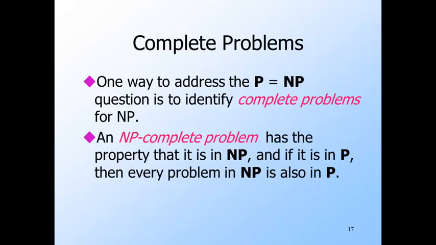Say a problem in NP is NP complete if the following is true about the problem. If the problem is in P, then P equals NP. That is, every problem in NP is also in P. It turns out that almost every problem that is known to be in NP but is not known to be in P is NP complete. There is only one well-known exception, graph isomorphism.